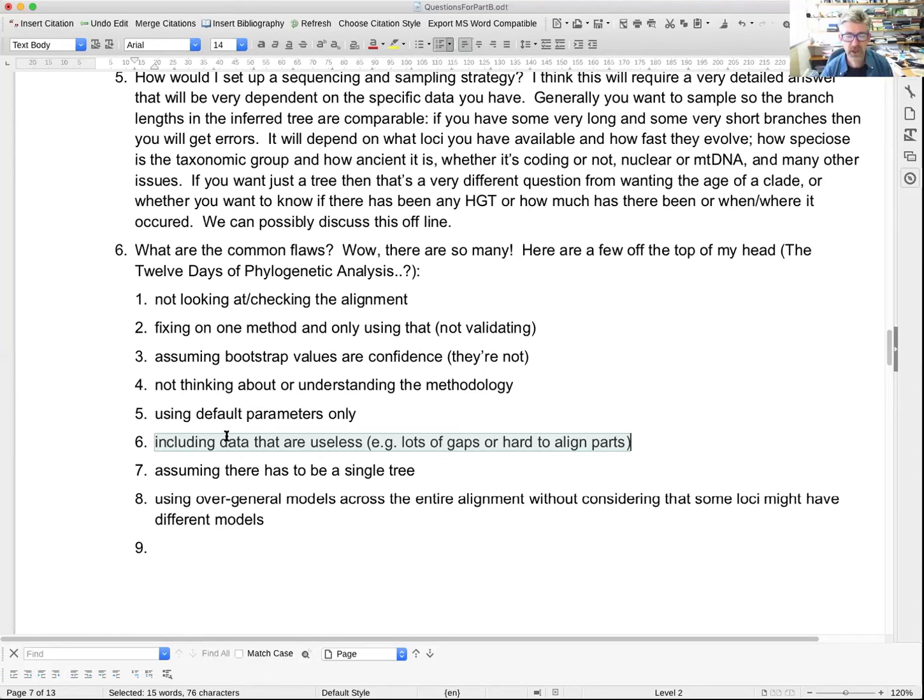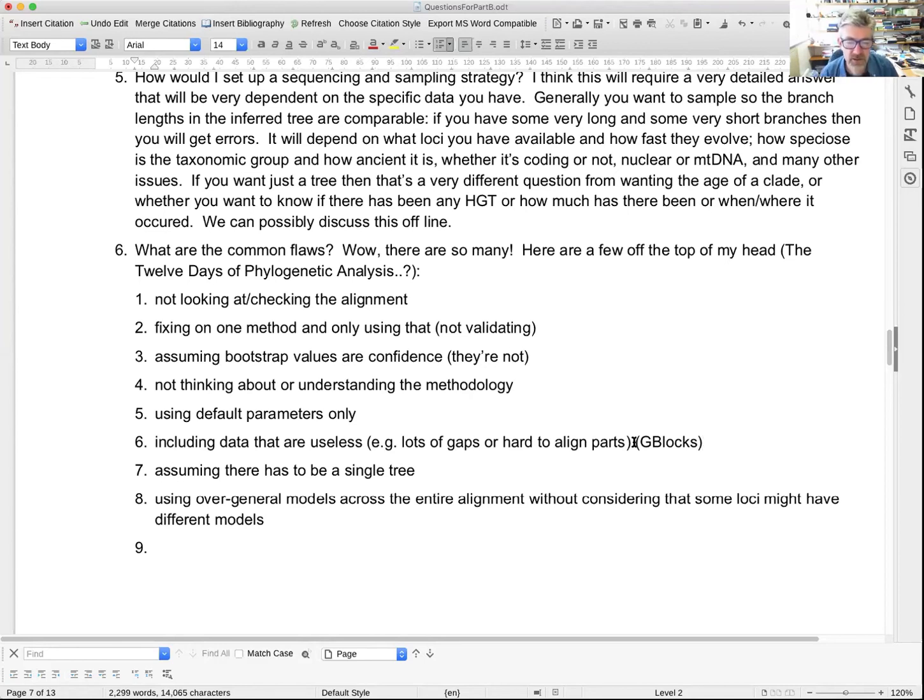Another kind of data that can get included that's useless is those parts of the alignment that are very tricky to align because they have a lot of variation in them. They may be very fast evolving, may have some insertion and deletion events going on that could go equally well, this part of the alignment or that part of the alignment. And there are methods, for example, like G-blocks. G-blocks is a program that can help you filter out those problematic sites.